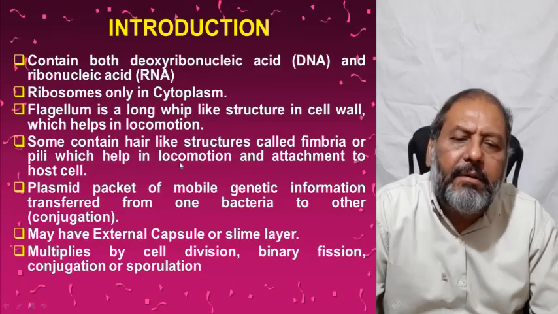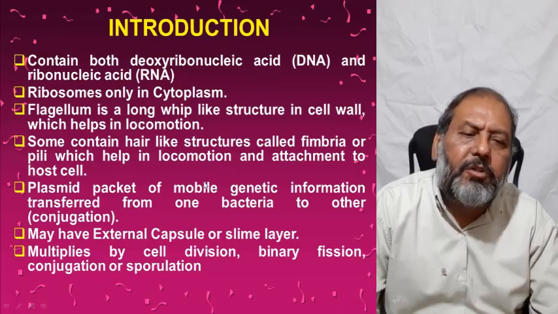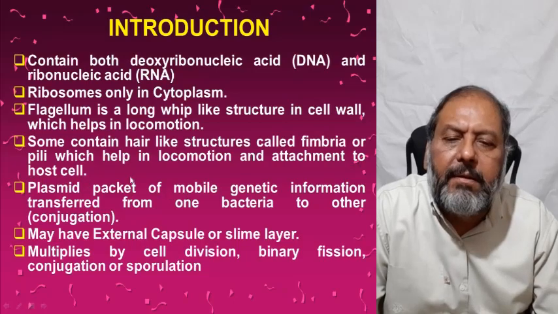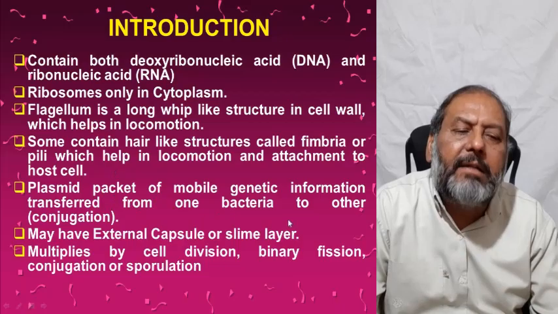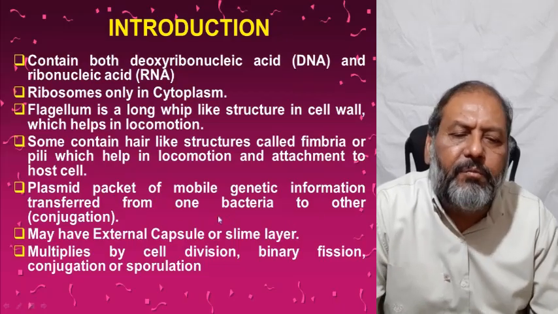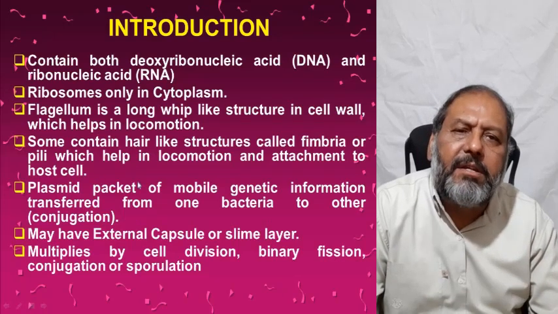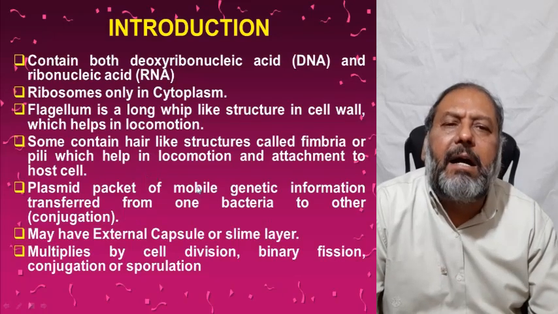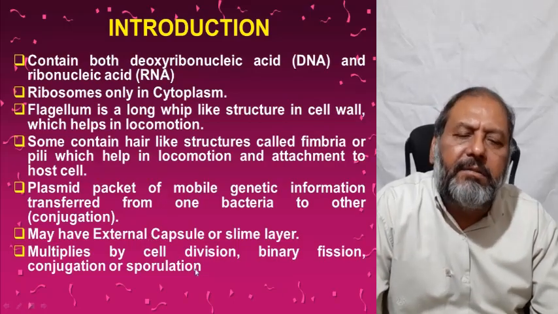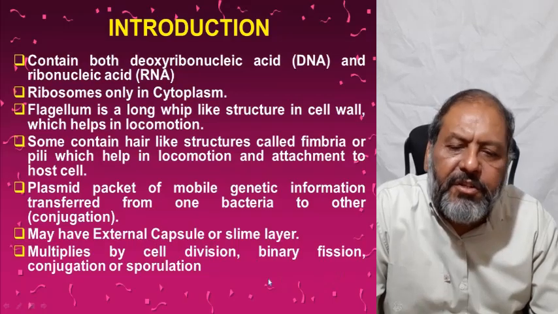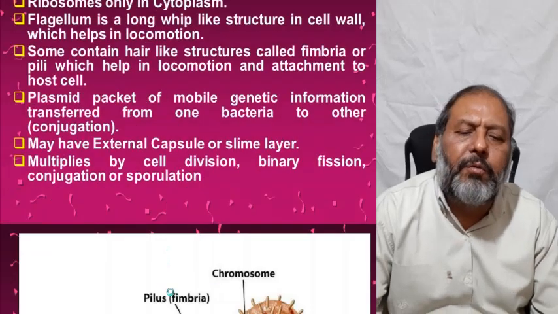Some bacteria contain hair-like structures called fimbriae or pili, which help in locomotion and attachment to the host cell, and also help in the swimming of the cell. Plasmids are packets of mobile genetic information transferred from one bacterium to another while the bacteria undergo conjugation. Many bacteria have an external capsule or slime layer also. Bacteria multiply in different ways, which is called cell division. It can be binary fission, it can be conjugation, or it can be sporulation by spore formation.